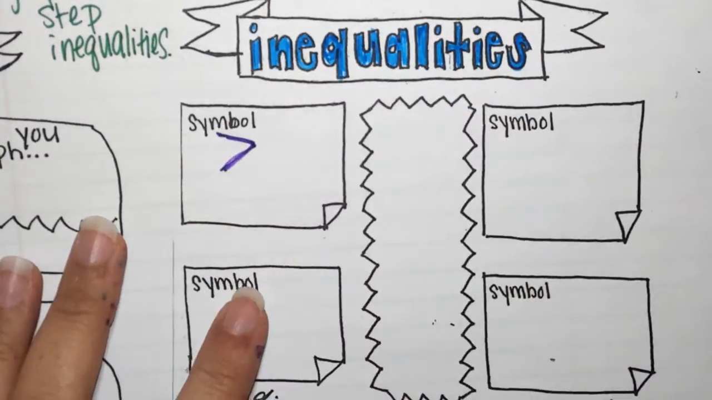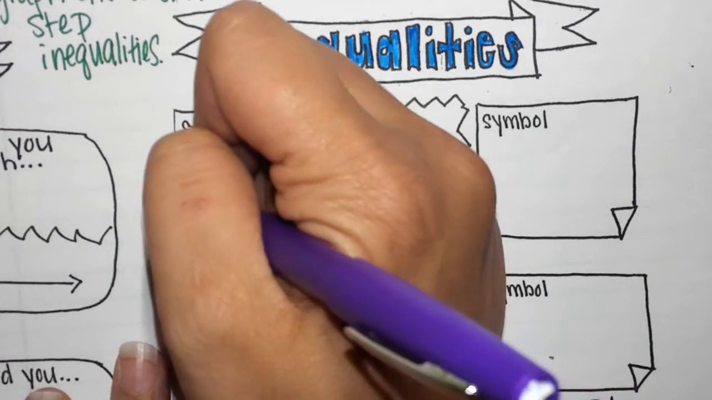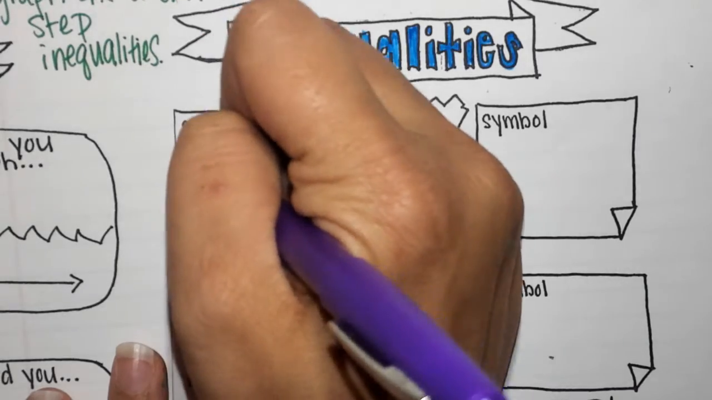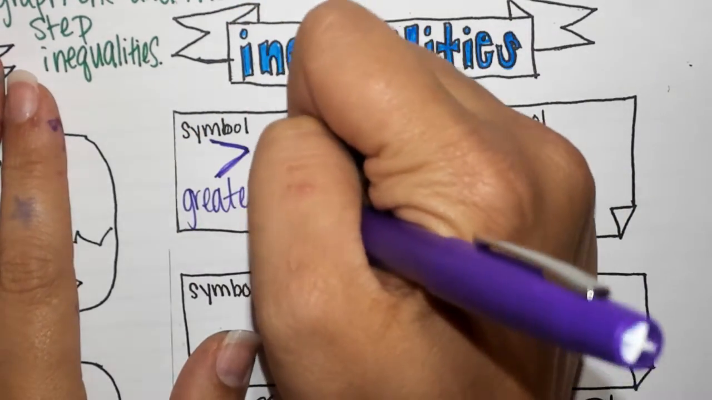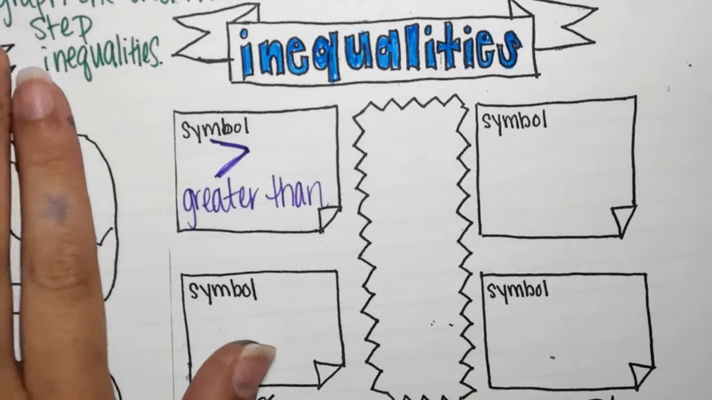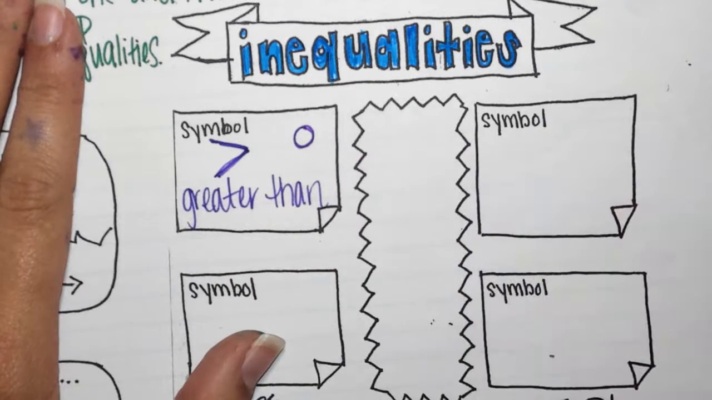All right, what symbol is this? That's greater than. It's the alligator mouth. All right, and is it going to be an open or a closed circle? Open, because there's no line under it.